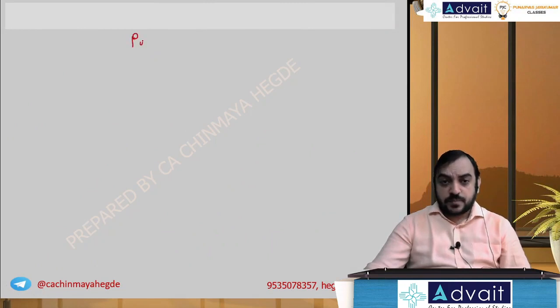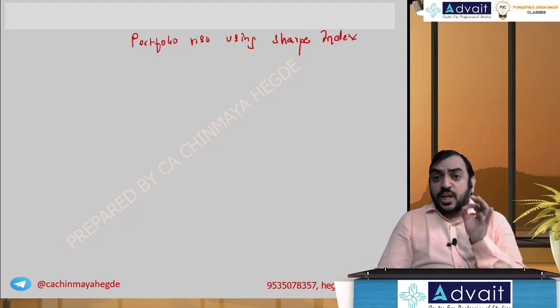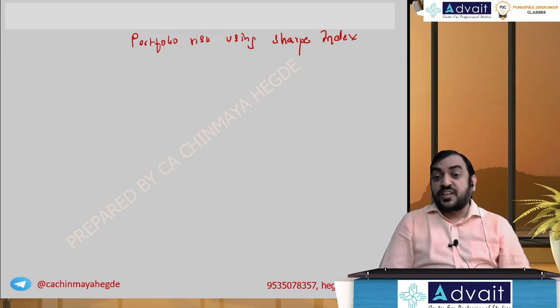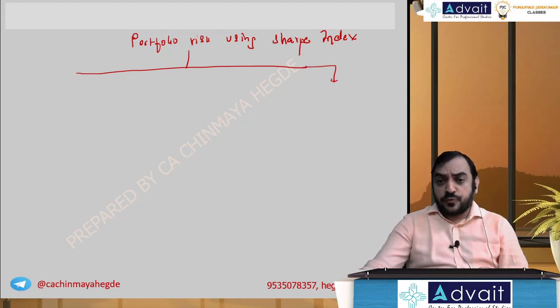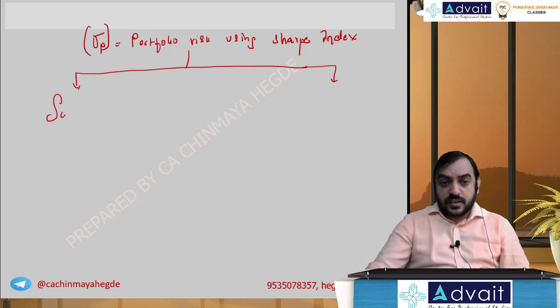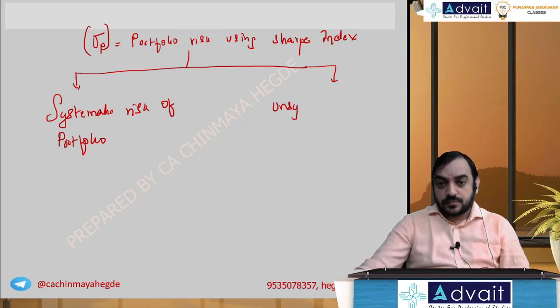Next we have portfolio risk using the Sharpe index. Now regular portfolio risk, if they just ask, we'll apply Markowitz, A plus B whole square, that formula. But sometimes they'll specifically ask for portfolio risk using the Sharpe index. In that case, we have to follow this calculation. Though conceptually they look alike, mathematically they will give you a different answer. So we are going to divide portfolio risk, that is standard deviation of P, using the Sharpe index, into two parts: systematic risk of the portfolio and unsystematic risk of the portfolio.